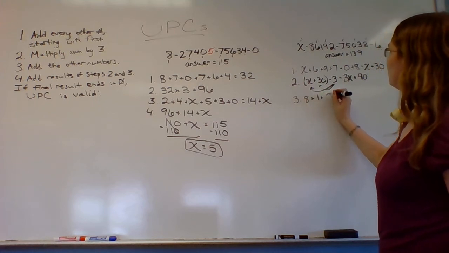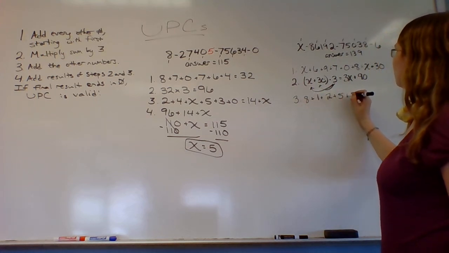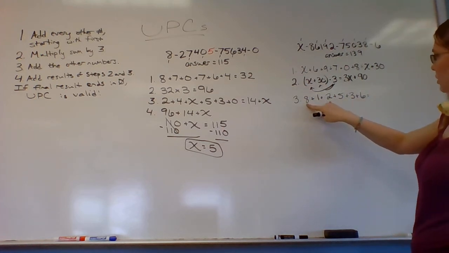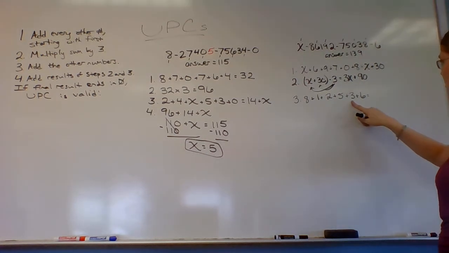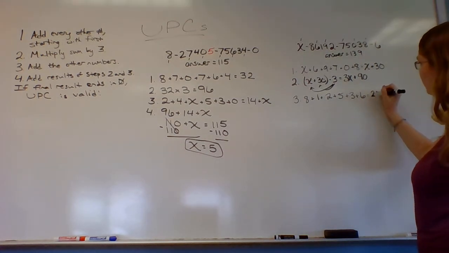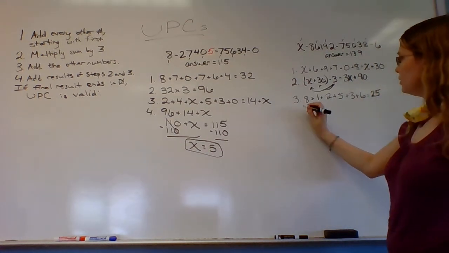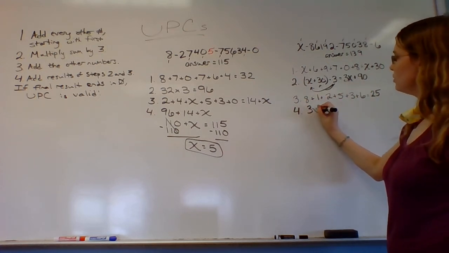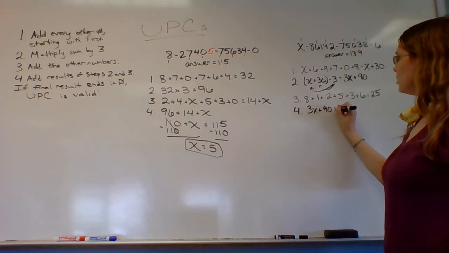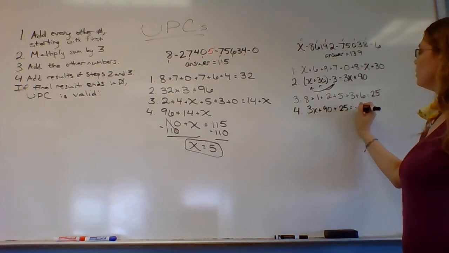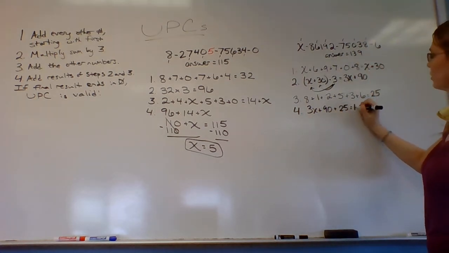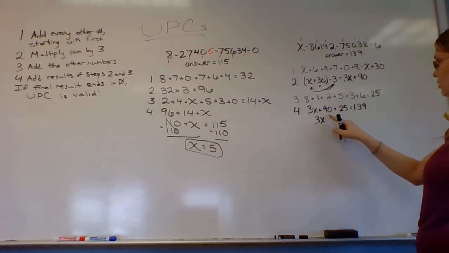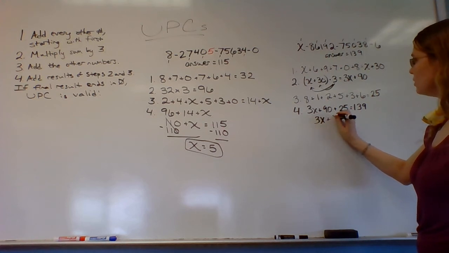8 plus 1 plus 2 plus 5 plus 3 plus 6, 10, 16, 17, 18, 19, 25. So now we add them together. 3x plus 90 plus 25 equals 139. We can add these two. That's 115.